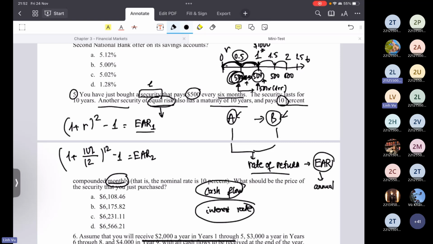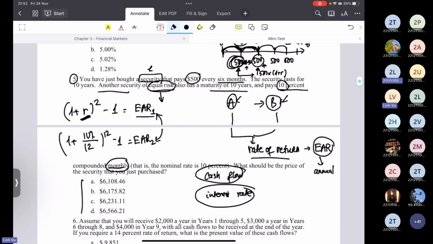Và vì hai khoản đầu tư này có cùng risk cho nên nó sẽ phải có cùng return và bạn sẽ lấy làm sao để EAR1 bằng EAR2. Thì khi các bạn để hai phương trình bằng nhau như thế này thì các bạn hoàn toàn có thể tính ra được giá trị của R. Và các bạn dùng giá trị của R này để apply vào công thức và tính ra được price của security. Thì đấy là cách mà chúng ta sẽ làm với dạng bài tập kiểu như thế này. Được chưa ạ? Đấy là cái thứ nhất.